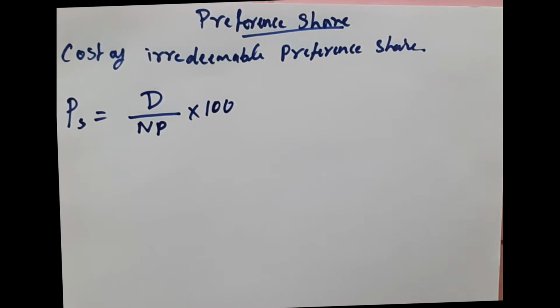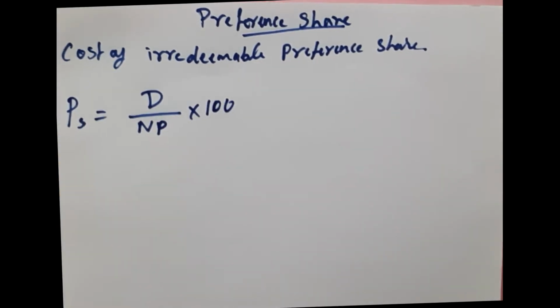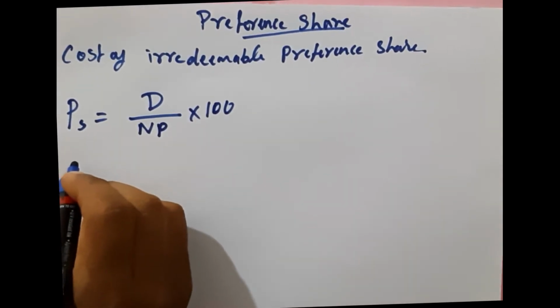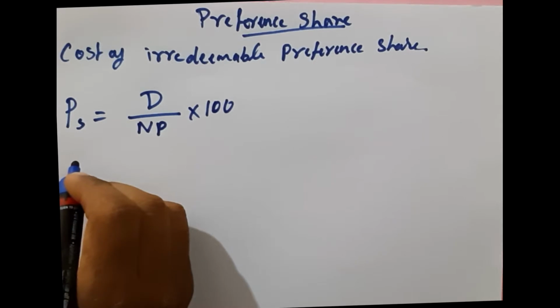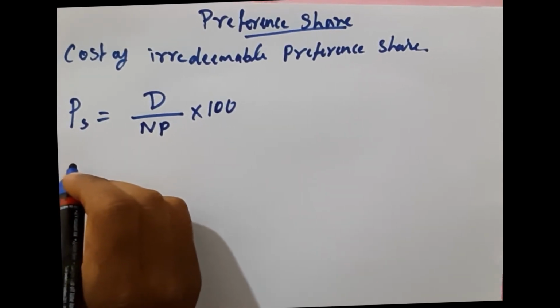For debentures, we are taking interest. For preference share, it is called dividend. The preference share also can be issued at a premium and at a discount. So what is the formula for finding out the net proceeds?